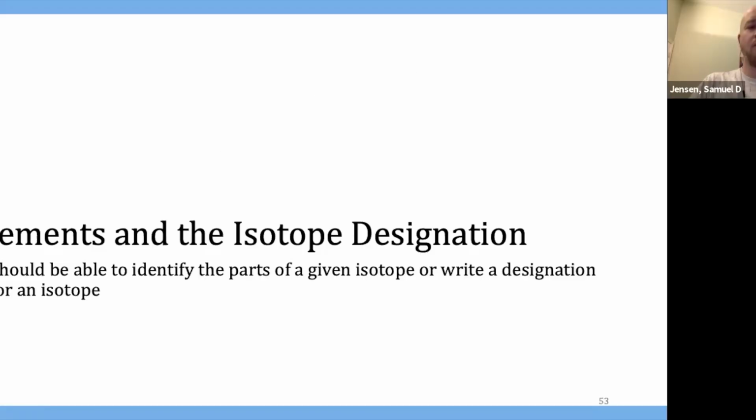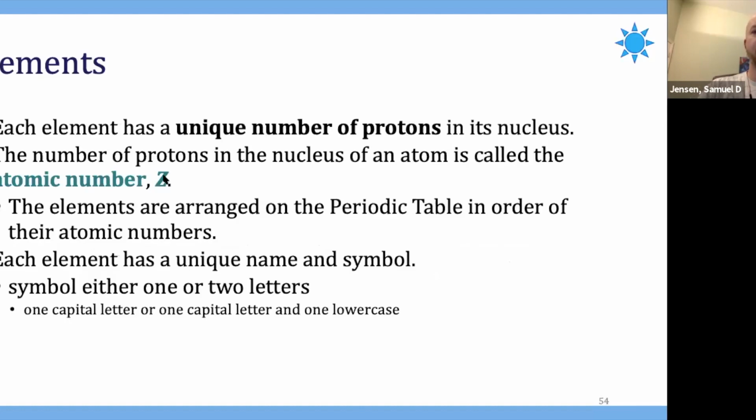Okay, so now we're gonna talk about elements and isotope designations. So we know that every element on the periodic table is unique in how many protons it has. No two elements have the same number of protons. If something has the same number of protons, it is the same element. So we designate the number of protons as the atomic number, often designated as Z.